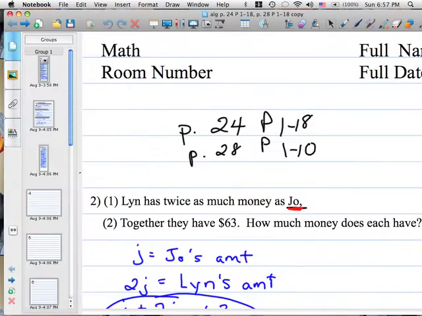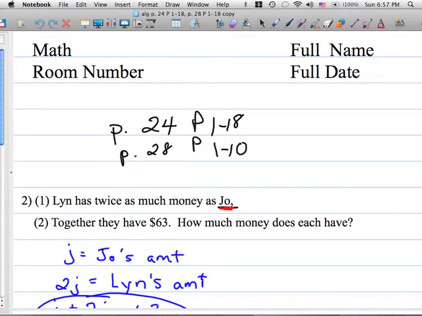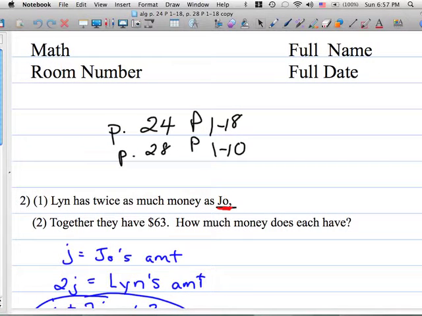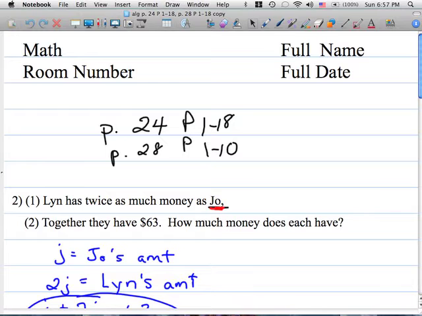You need your paper for the evens for the video. Okay, make sure your paper's headed math, room number, full name, full date. You skip a line. The title is on page 24. We're going to do problems 1 to 18, and on page 28, problems 1 to 10. Be sure and keep your work to the left side of the fold. Don't go past the fold so you have room to do the odds in class.